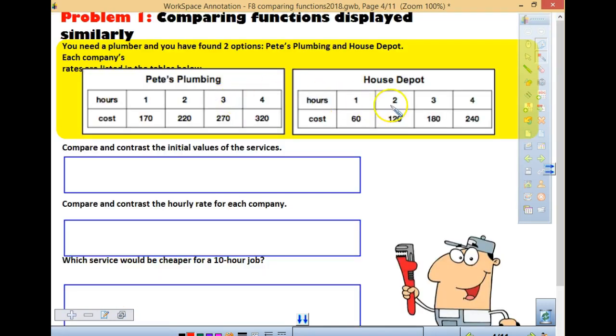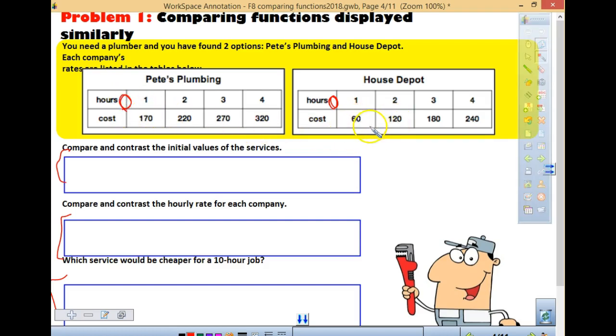We have Pete's and House Depot we're looking at, and we are asked two things. It says compare and contrast their initial value of service. So that's the first thing we want to take a look at. The next thing we're going to compare and contrast is their hourly rates. And then the last one we're going to look at is which one is cheaper. So for that first part, if we are looking at their initial values, neither one of them has a 0, right? So we need to put in our 0, right?